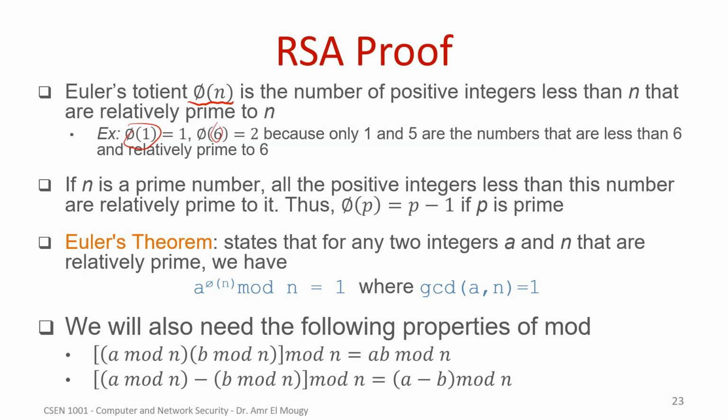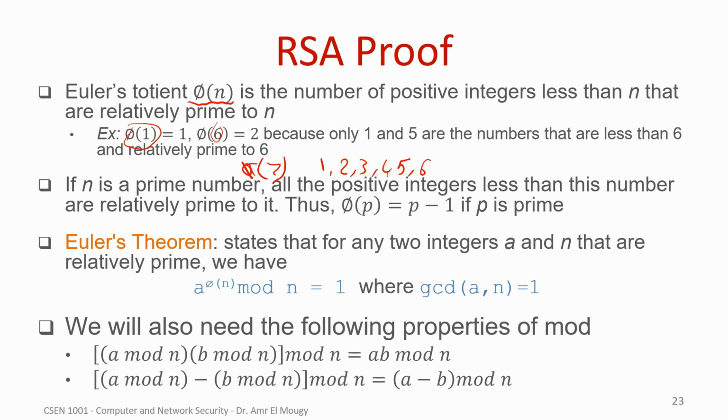Okay, what happens if n is a prime number? If you are calculating, for example, phi of 7, what are the numbers that are less than 7 that are relatively prime to 7? They are actually 1, 2, 3, 4, 5, and 6.